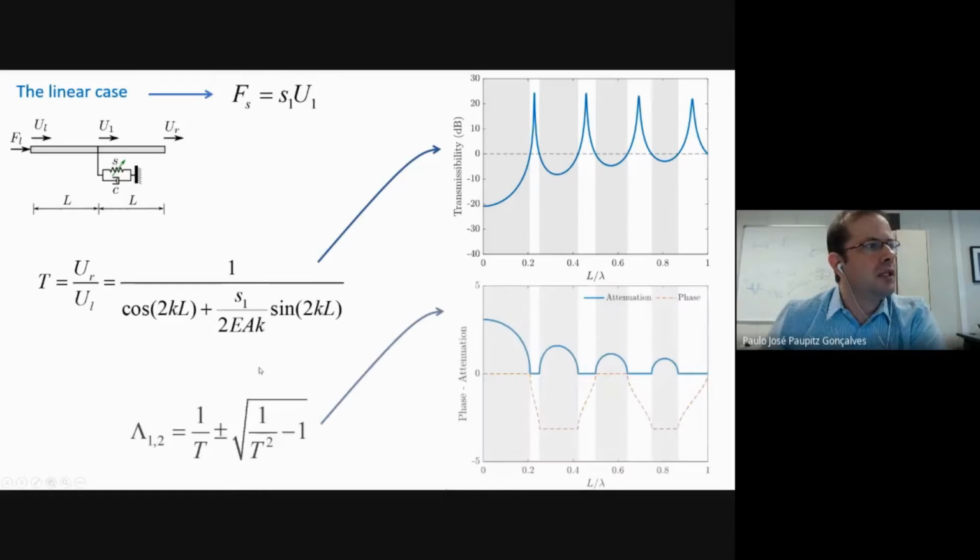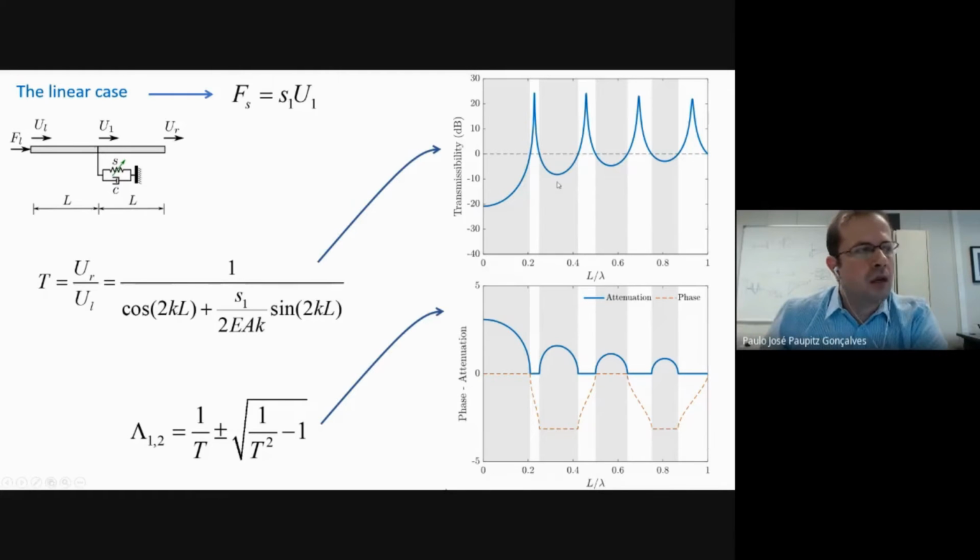So this is how the transmissibility looks. And as Mike said just in the beginning, we can plot a dispersion diagram if the structure was going to be considered infinite. And we see that this is related to the transmissibility by this expression. So when we see a trough, or these troughs here on the transmissibility, they correspond to the regions, this shaded area, where you have attenuation in the dispersion diagram.